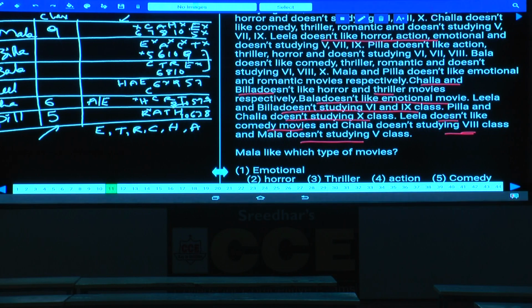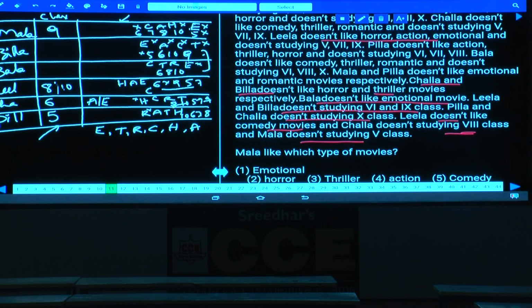5, 6, 9 were done, 8 cannot be here, 8 can be here as well. Then 5, 6, 9 and 7 cannot be here. 5, 6, 9, 7 cannot be here and this person must be either 8 or 10.